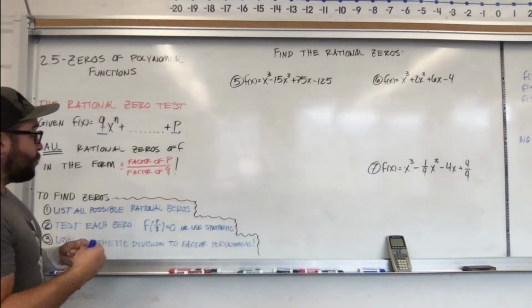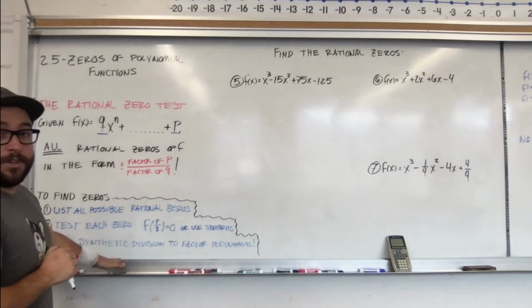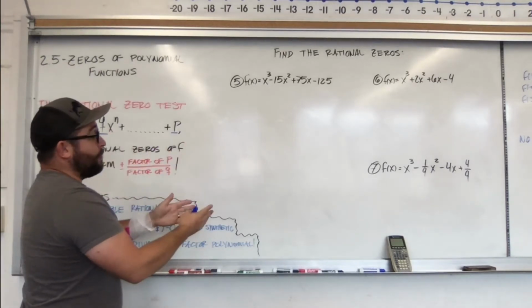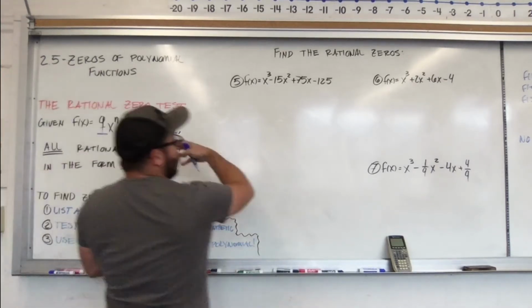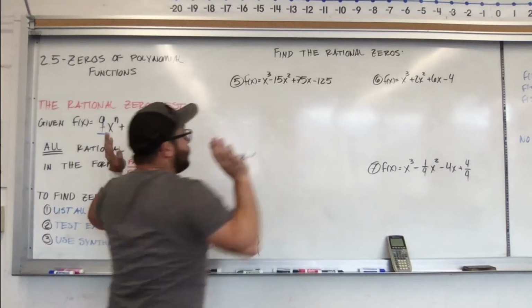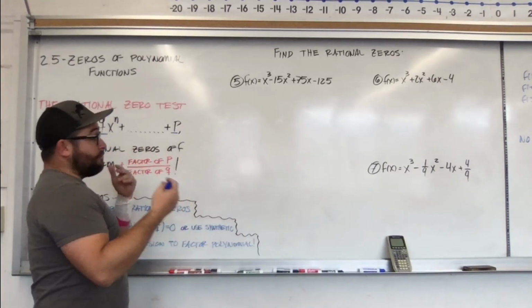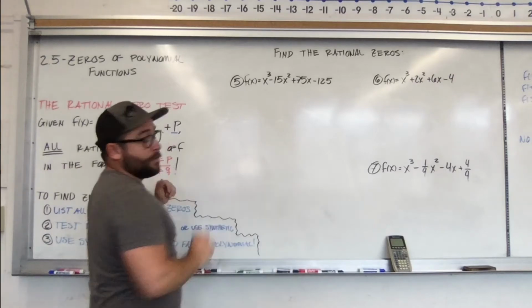So we're going to be making lists, testing them. We're going to find those important zeros. We'll use synthetic division. That'll help us whittle down that problem. And the end goal is that we're able to find all the zeros of the polynomial now from scratch, rather than someone saying, hey, guess what? 7 is one of our zeros.